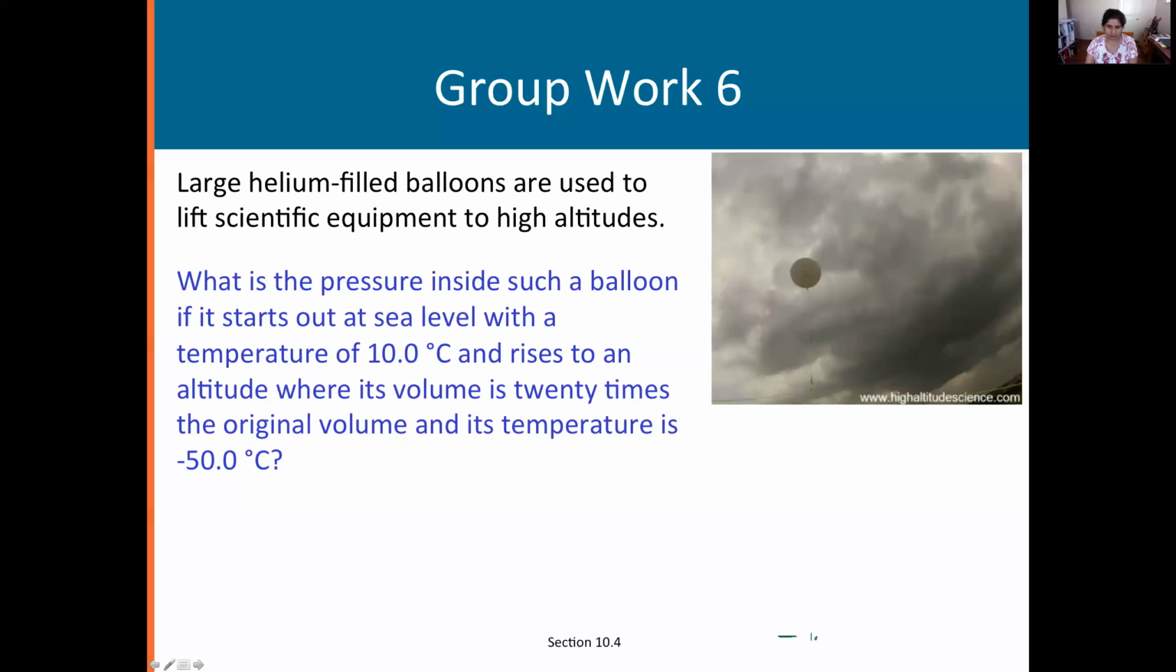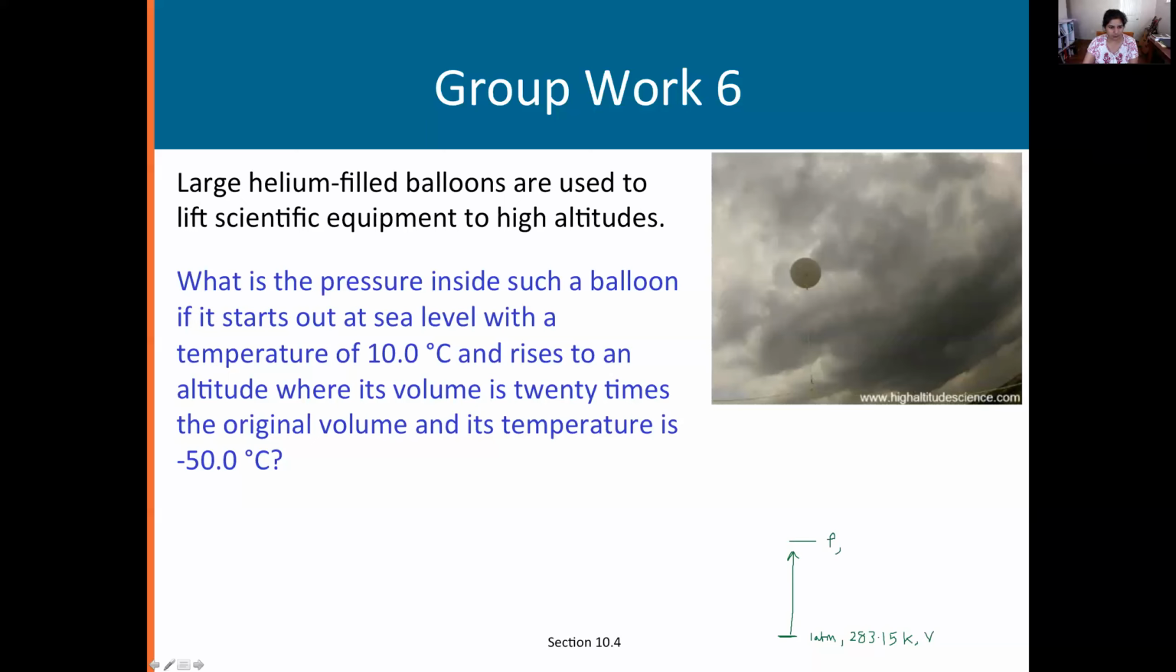That means I have 1 atmosphere pressure at sea level. What is the temperature? 10 Celsius, so that's 273 plus 10, which is 283.15 Kelvin. And we have some volume V. Now the balloon rises up from here, and let's take this as its highest point. We don't know the second pressure, we need to find the pressure here.